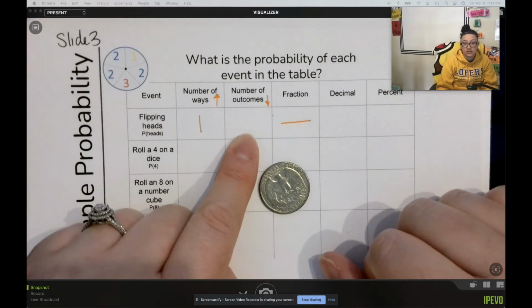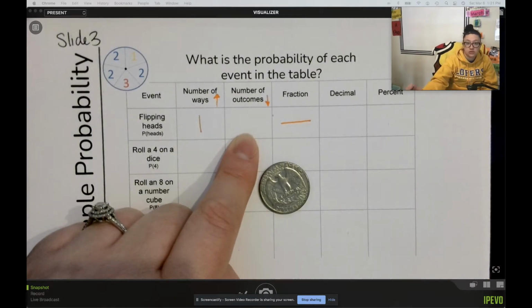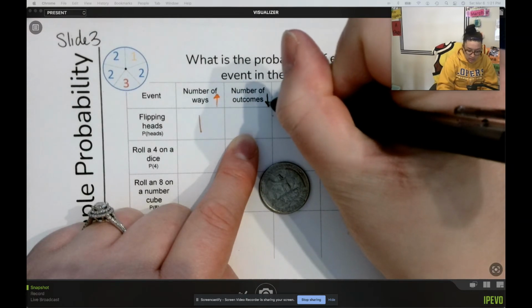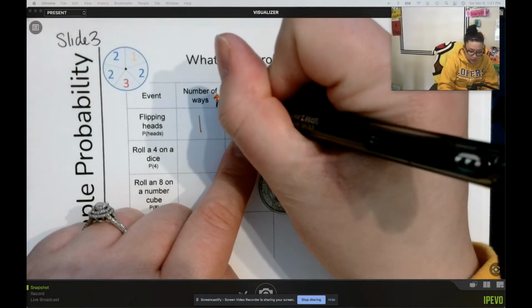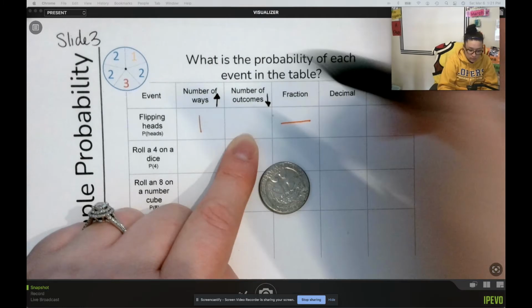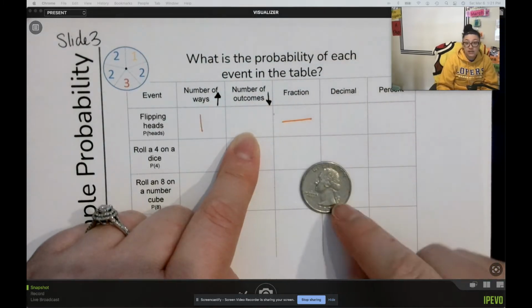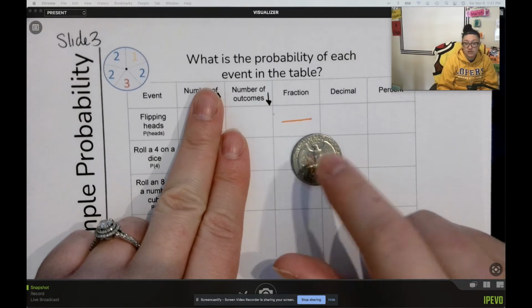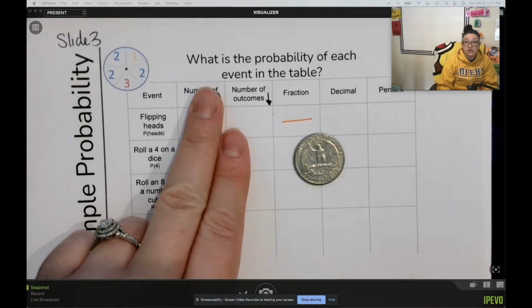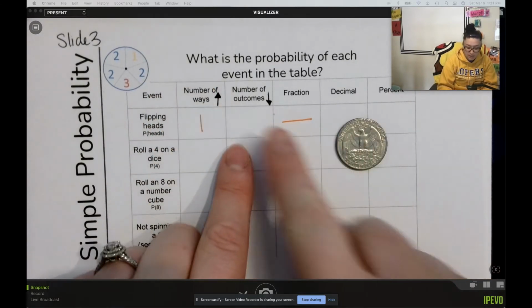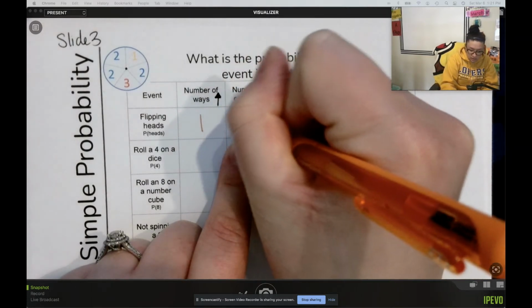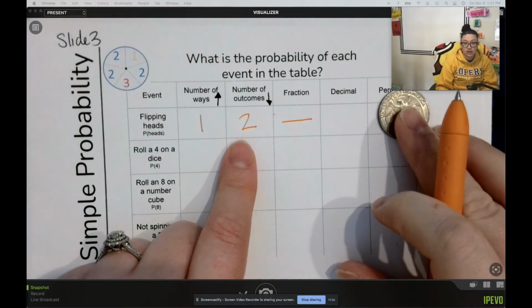So now we need to look at the number of outcomes. The number of total options that we could get. One option is we could get heads. The second option or outcome is we could get tails. So there are two things that could happen. Our outcomes are things that could happen. There are two total outcomes.